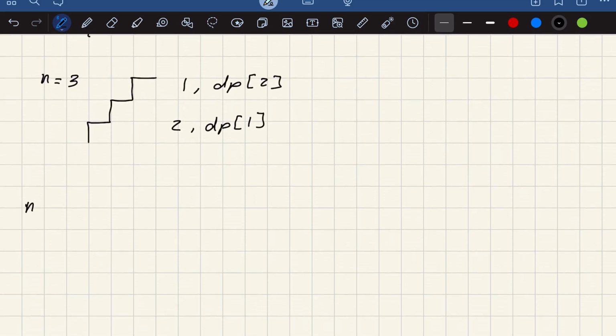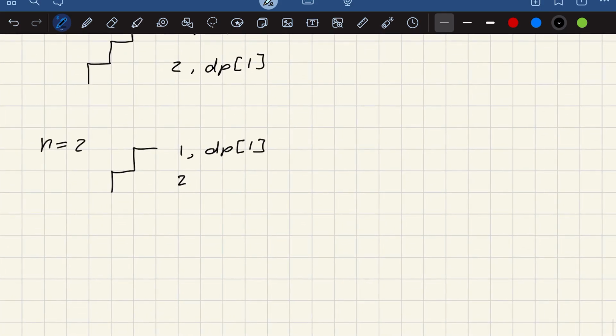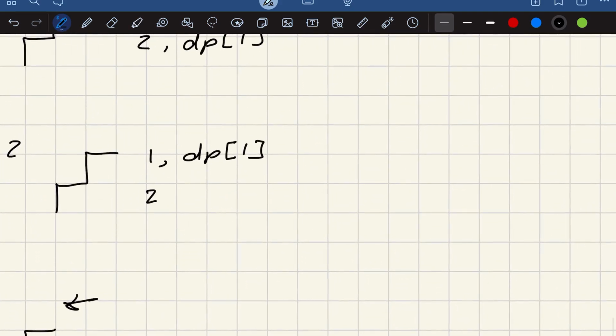And then we could do a DP of 2. Now we can either take, this is n equals 2, which is just 2 steps, and this is either a 1 and DP of 1, or 2 steps, and then we have n equals 1, which is just 1 step. Now what ends up happening is, if this is DP of 1, it's just 1, we can just build our way up. And this becomes 1, and what is DP of 1 again? It's just 1.